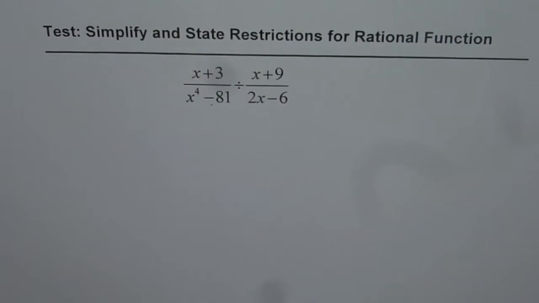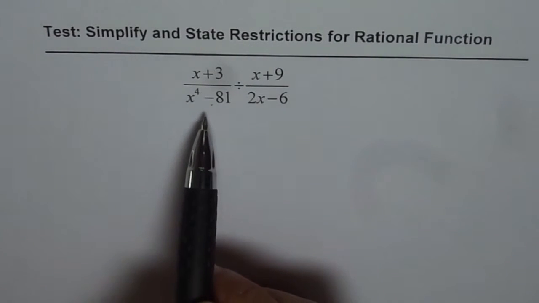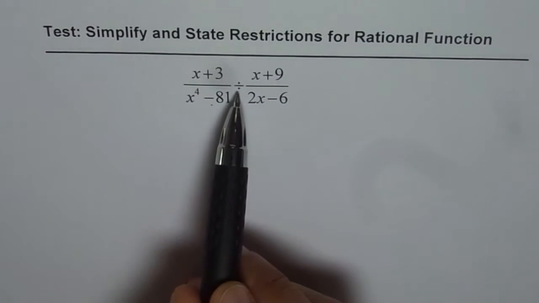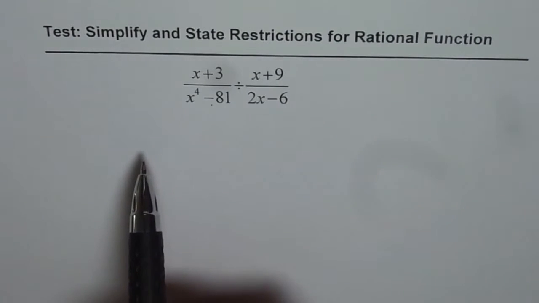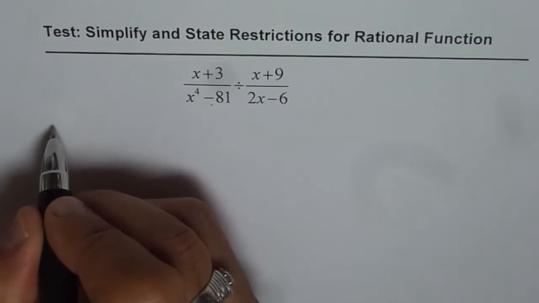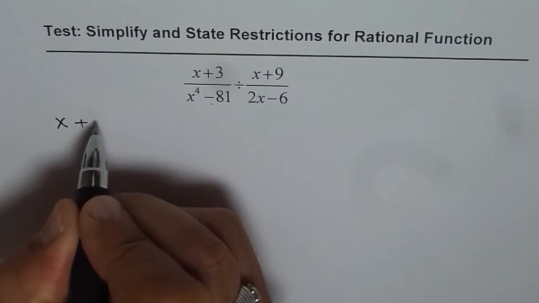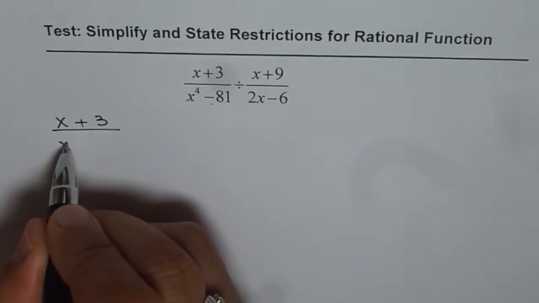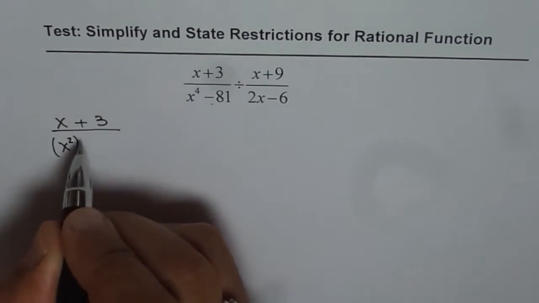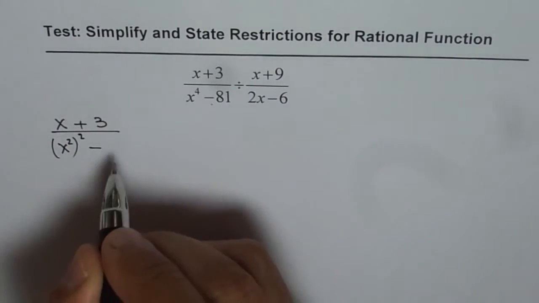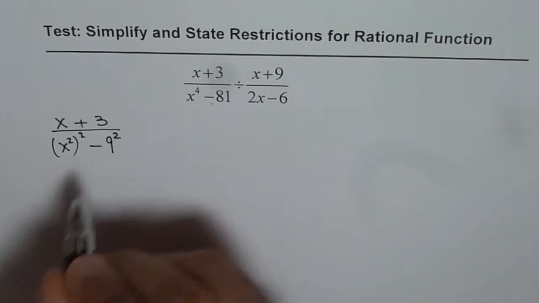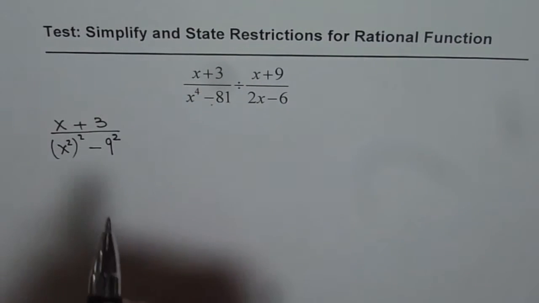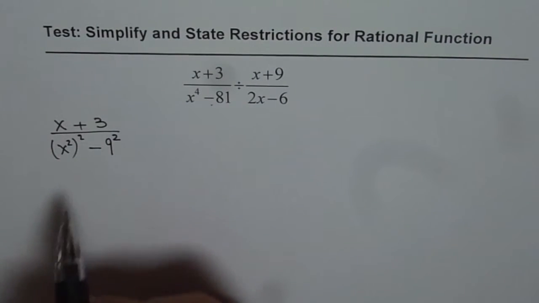Okay, now let's do it. So the first step is let's write this statement as a multiplication statement. So we get what? We get x + 3. Let me start from here. (x + 3) divided by x^4, I could write this as (x^2)^2 - 81. I can write this as 9^2. This is a difference of squares. It will help us to factor.